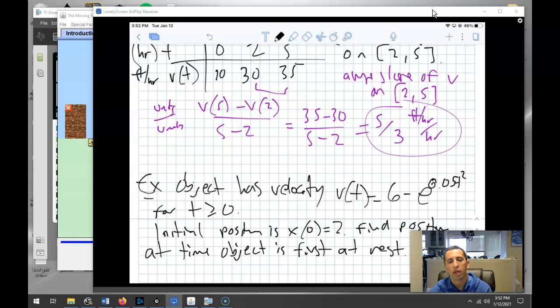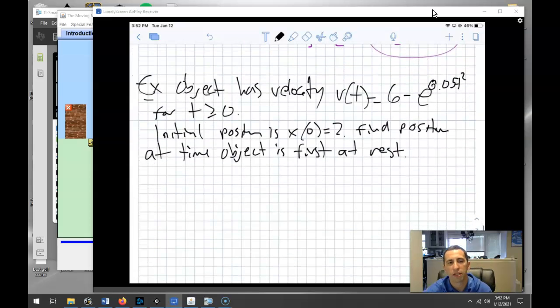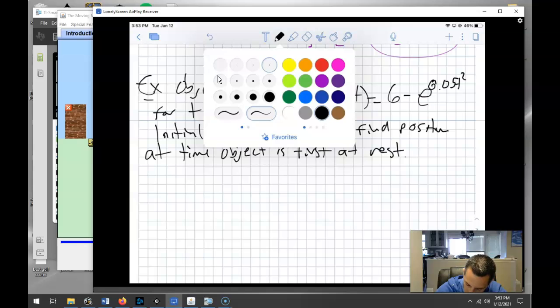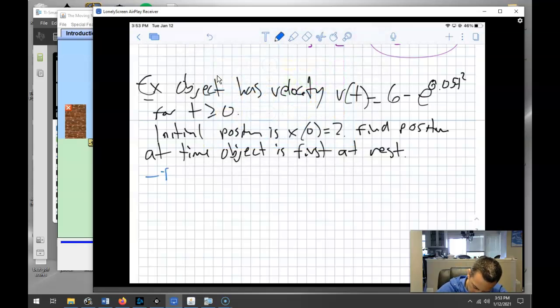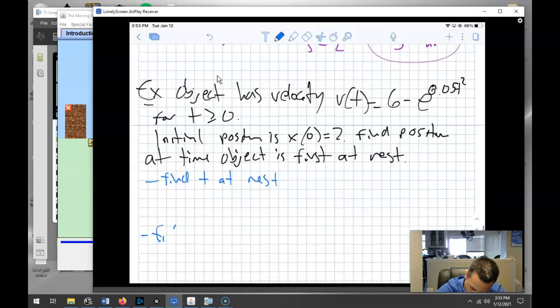Okay, now you can't necessarily see this by reading it, but the key is that this is actually a two-part problem. There are two things you need to do. Find the t when it's at rest, and then the second thing is to find the position at that time.